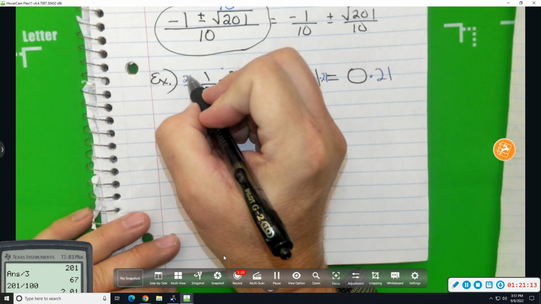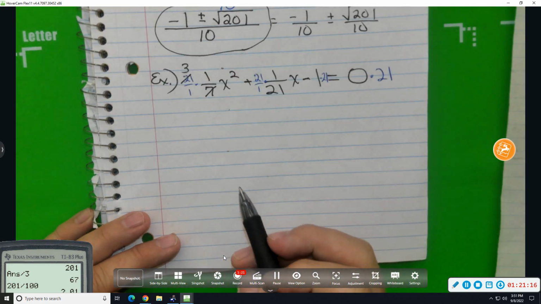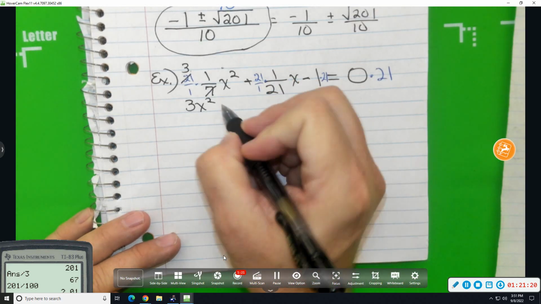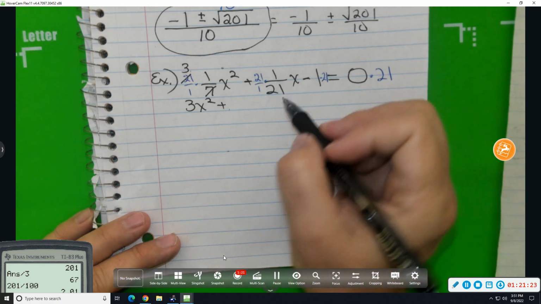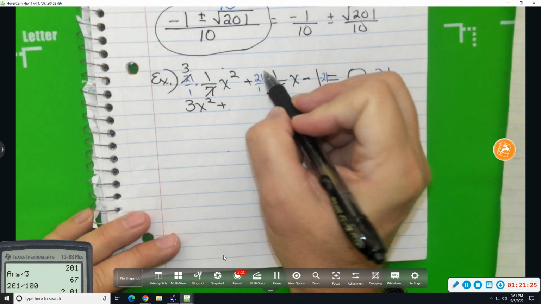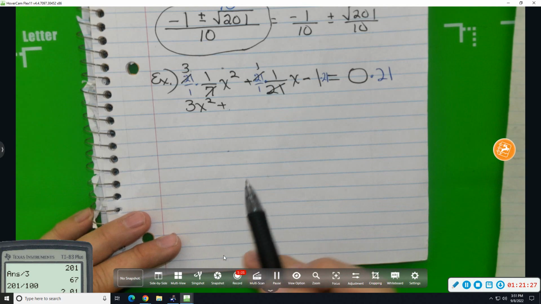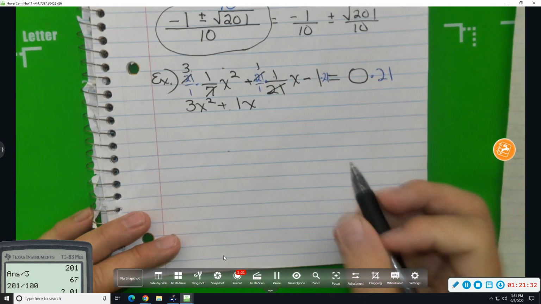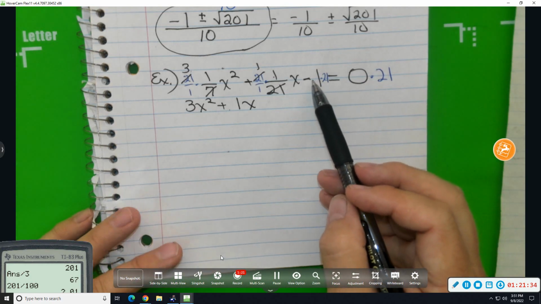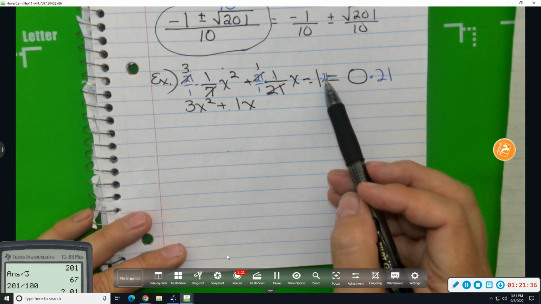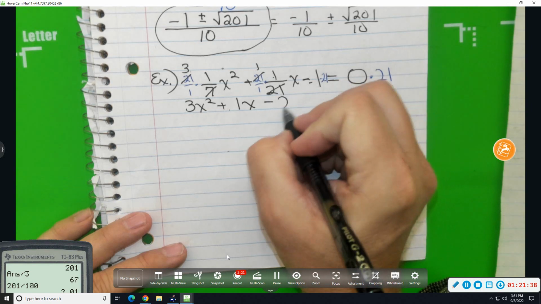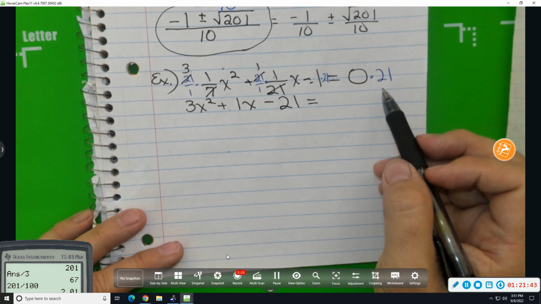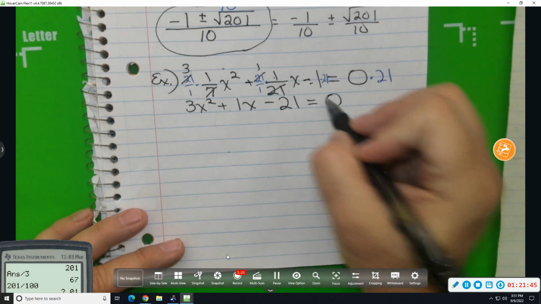7 goes into 21 3 times. 3 times 1 gives me a 3x squared. Plus 21 goes into 21 one time. 1 times 1, that is a plus 1x. Negative 1 times 21, minus 21. And 0 times 21 is giving me a 0.